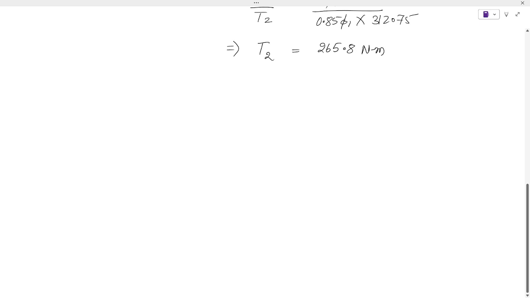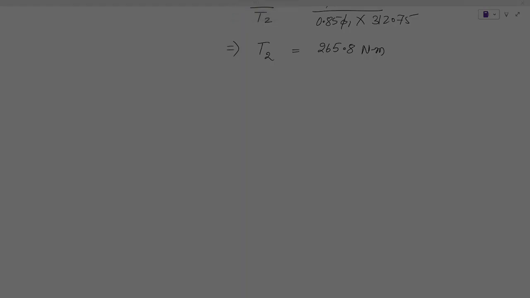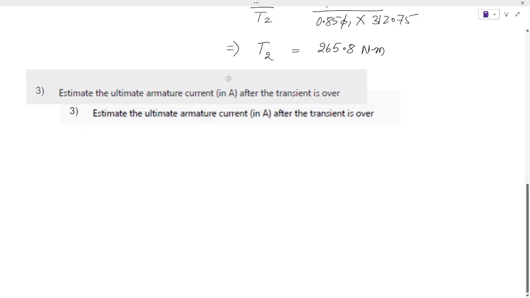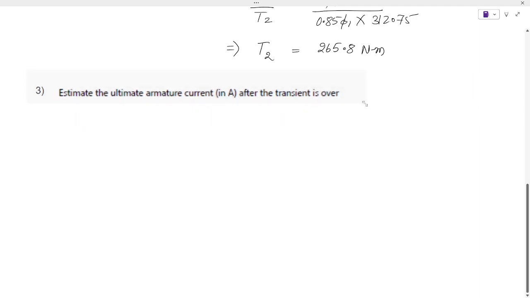Now, estimate the ultimate armature current after the transient is over. This is the transient condition, because speed will not change immediately, but after some time speed will have to change. So under that condition, what will you do? Calculate the ultimate armature current after the transient is over.